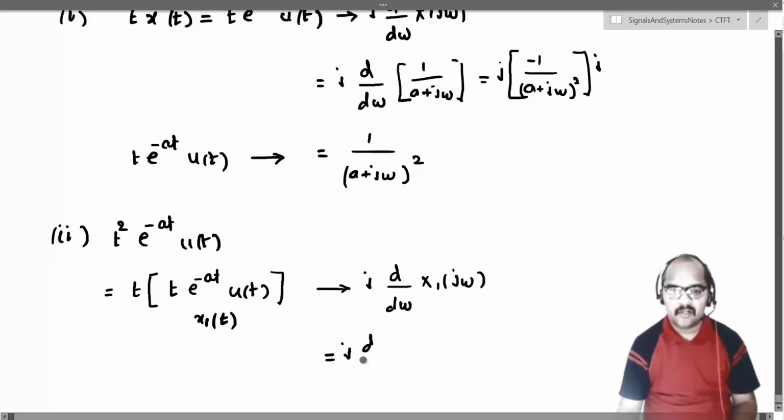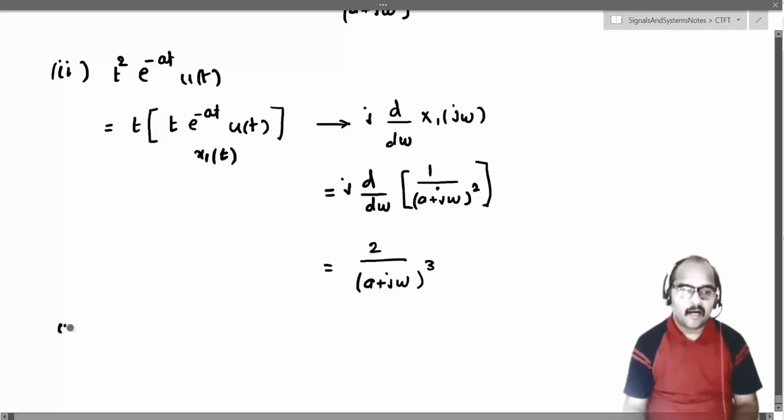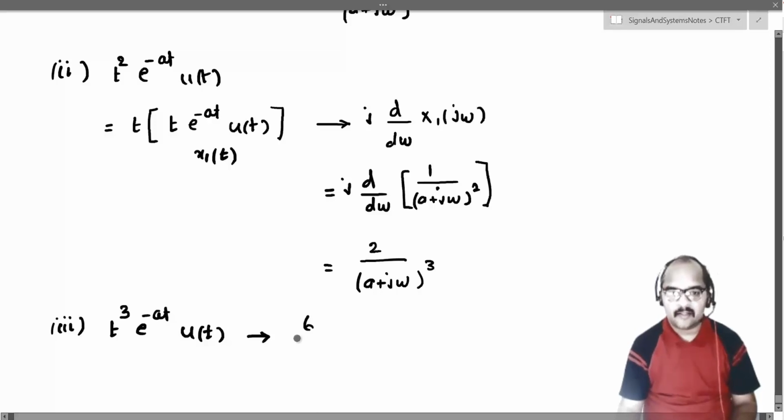So this should be equal to j times d by d omega of 1 by a plus j omega whole square. So you can simplify this to get 2 by a plus j omega whole cube. Going on in this way, what would be the Fourier transform of t cube e power minus a t u of t? I will leave that as homework, but you should get 6 divided by a plus j omega whole power 4. So now you should see a pattern.